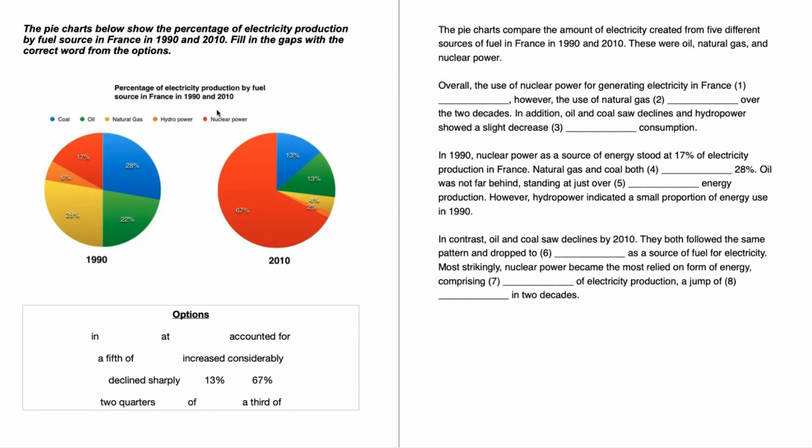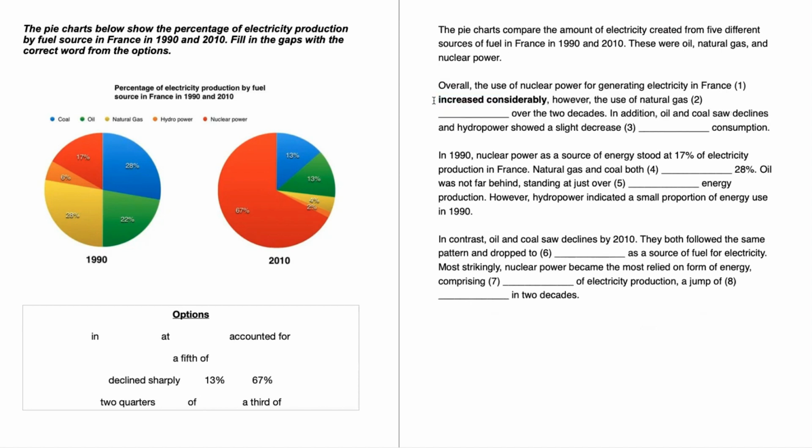So nuclear power is in red, and it says overall nuclear power, it definitely increased, and it's actually quite an increase. So it's looking at 17% all the way to 67. That is a huge increase. So we're looking for a verb because it says the use of nuclear power. We want to know what that did. And if we look at our options, the only correct option would be increased considerably. Remember, considerably is a great adverb to talk about how something increased.